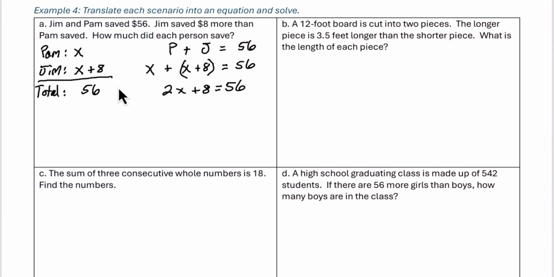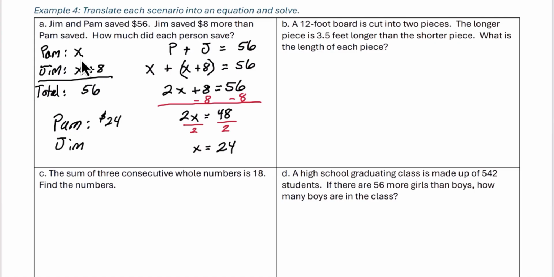Next, we'll subtract 8 on both sides. 2X is equal to 48. And then divide by 2. We'll get X is equal to 24. Keep in mind what X is. We said X represents Pam. So Pam saved $24.